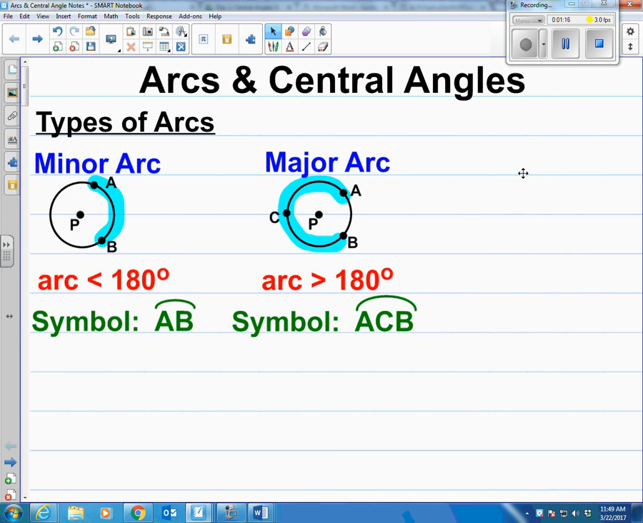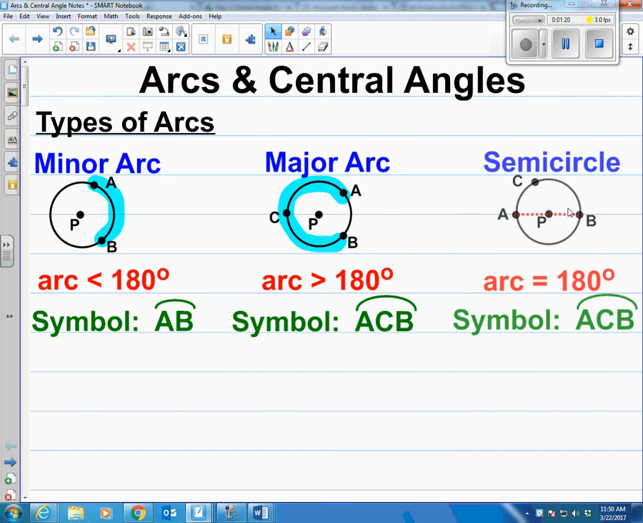And then our next arc is a semicircle, which represents half the circle. Both of the endpoints of the arc are on the diameter of the circle. Remember, the diameter is the distance all the way through the center going from both ends. So an arc is equal to 180 degrees. A full circle is 360 degrees, so of course a semicircle would be half of that. In this case, you do the symbol arc ACB, and that would be a semicircle going through half of the circle.